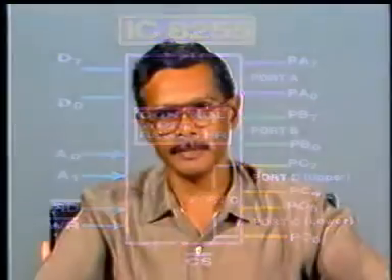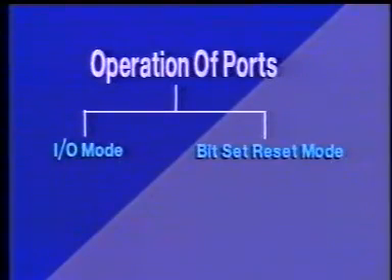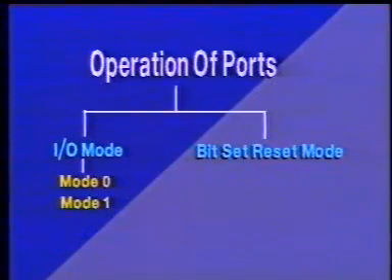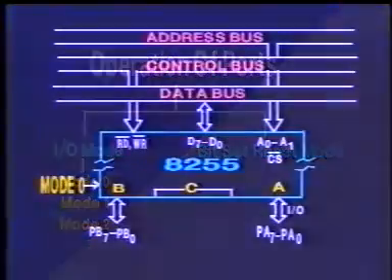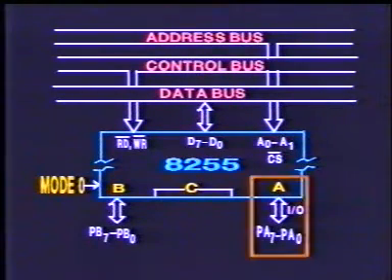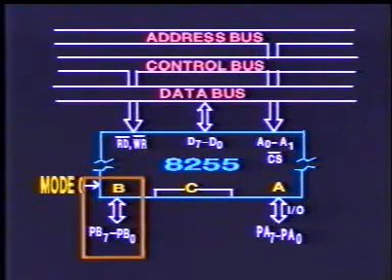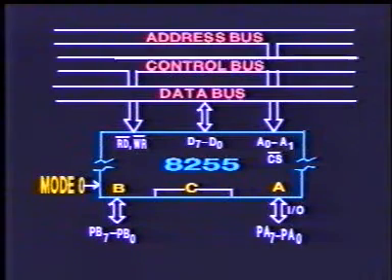The operation of the ports can be classified into two broad groups, the I/O mode and the bit set reset mode. Under I/O mode, the device offers three specific modes: mode 0, mode 1 and mode 2. Under mode 0, the port A can be set as either input or output port. In the same way, the port B can also be set for input or output operation.